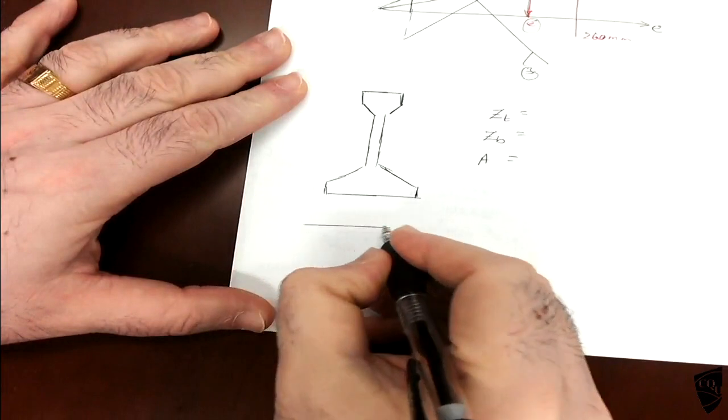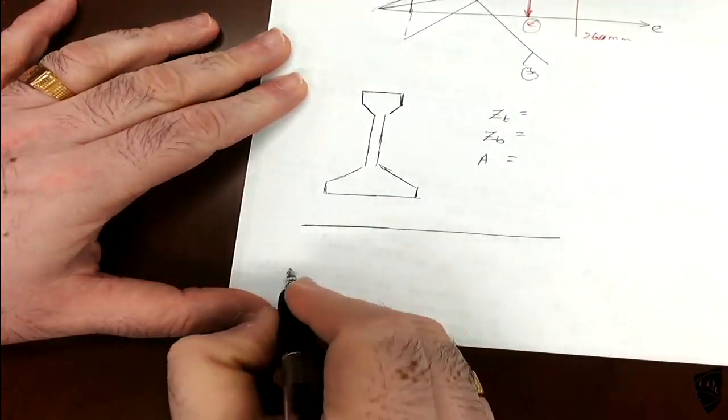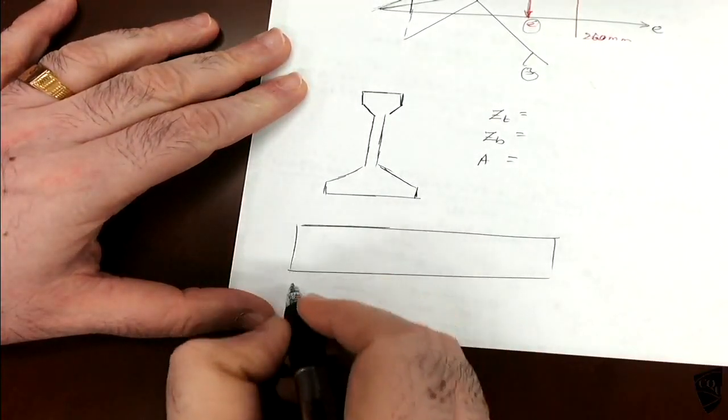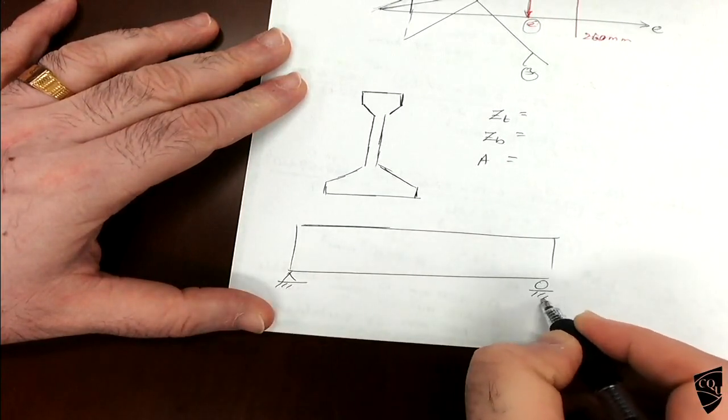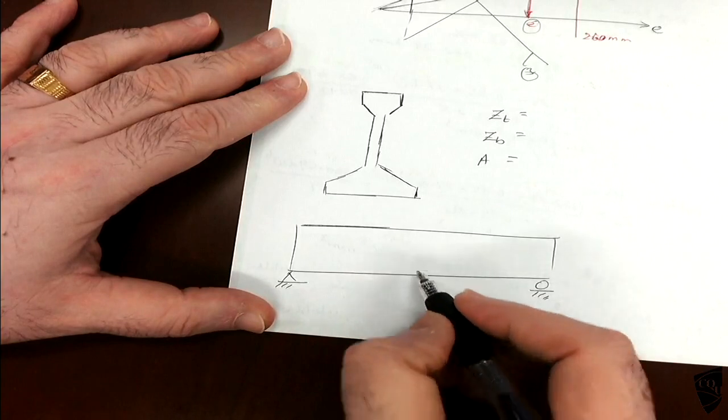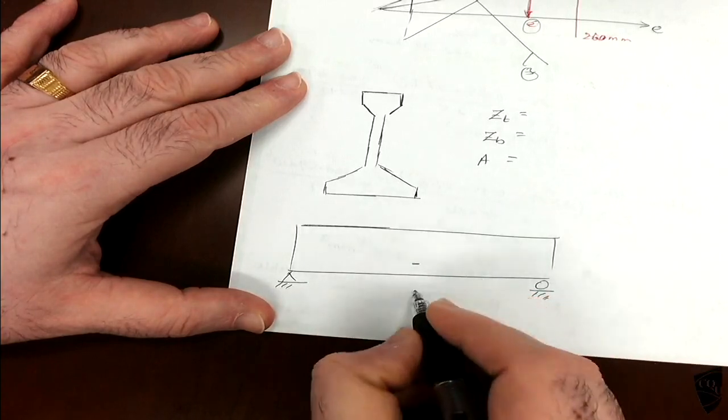So we have a beam I use to explain something like this, simply supported. At this location I know Pi and eccentricity.